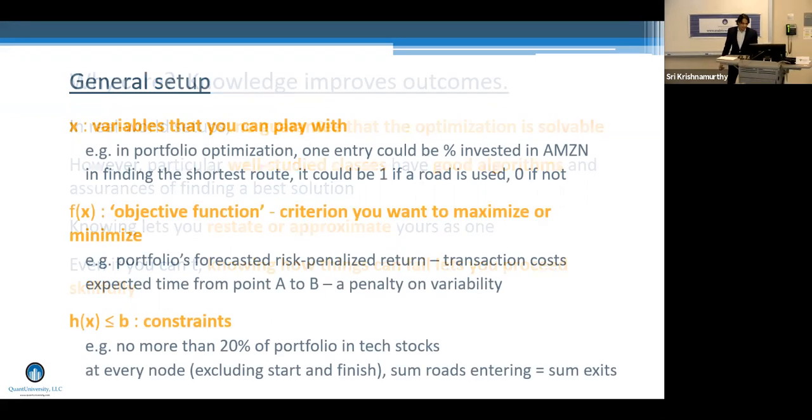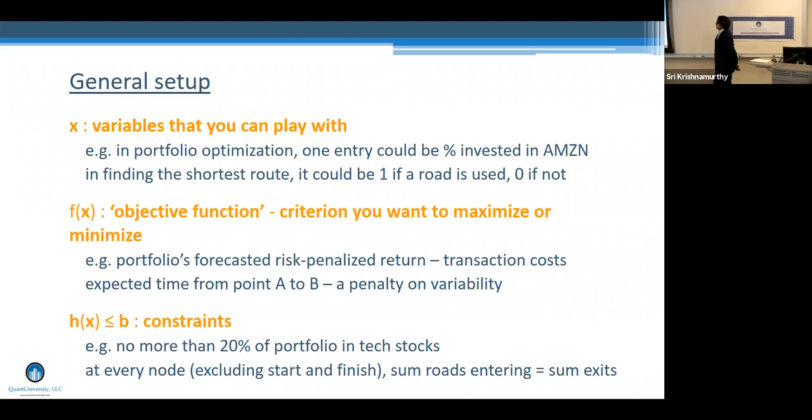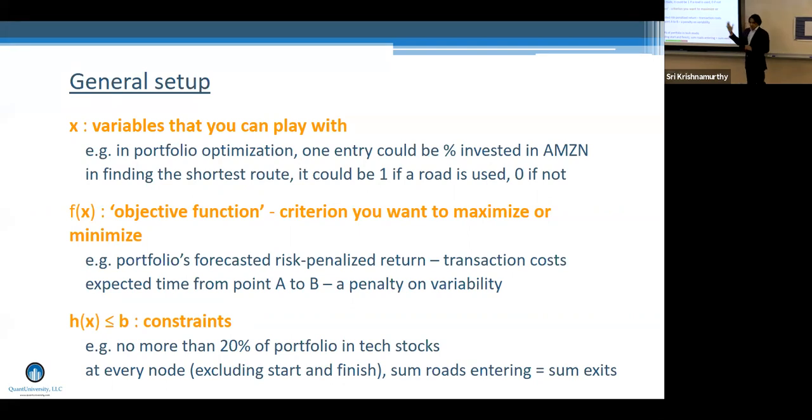So here's the basic setup. You have a bunch of variables that you can play with, and this is what you're going to be changing to optimize your goal. For example, with portfolio optimization, one of these variables could be the percent of your portfolio that's invested in Amazon. If you had a shortest route problem, you could have a variable that is 1 if the road is being used or 0 otherwise. So you have your variables, and then you have an objective function.